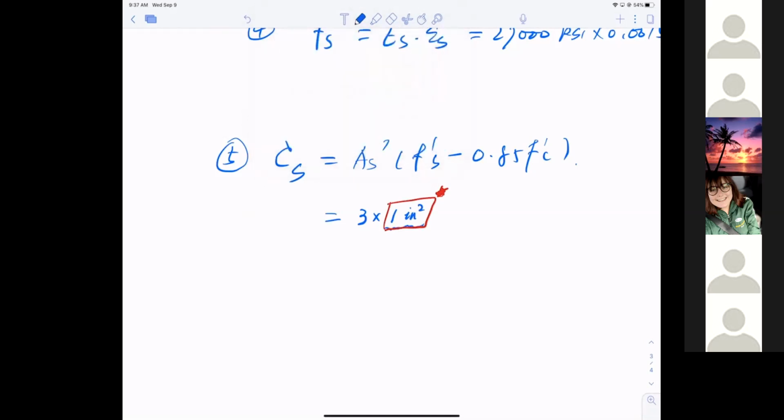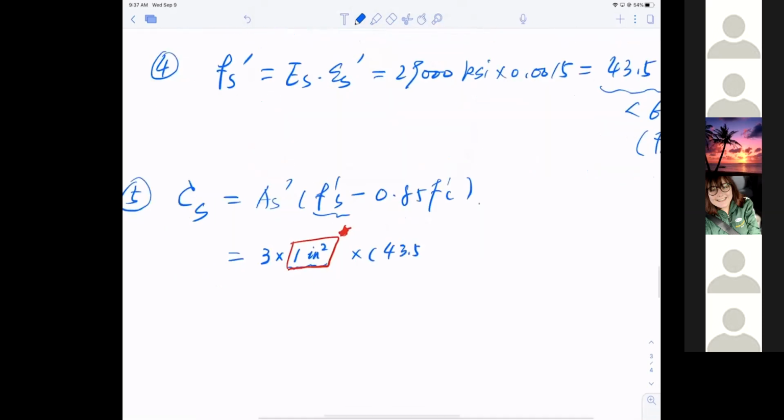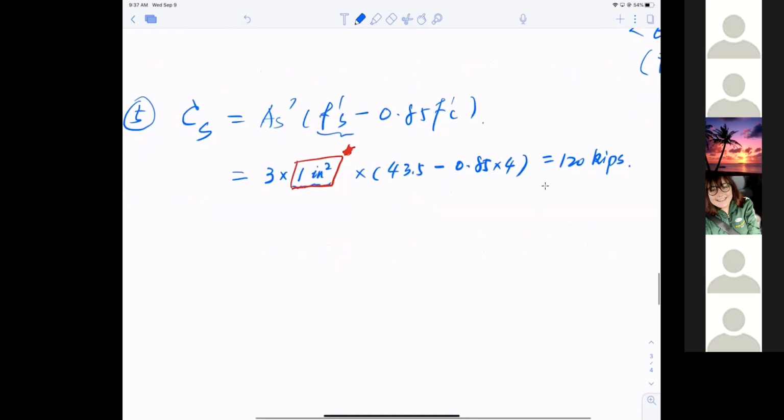So carry on. I now have the compressive stress calculated, and this is just from fresh memory, 43.5 KSI. 43.5 KSI minus 0.85 multiplied by 4, and then I got a total number to be 120 kips. 120 kips, and that is the compression force from steel.